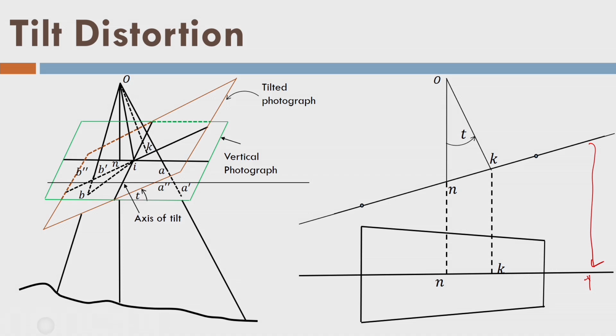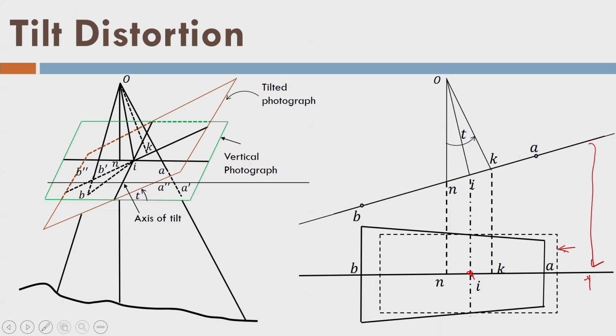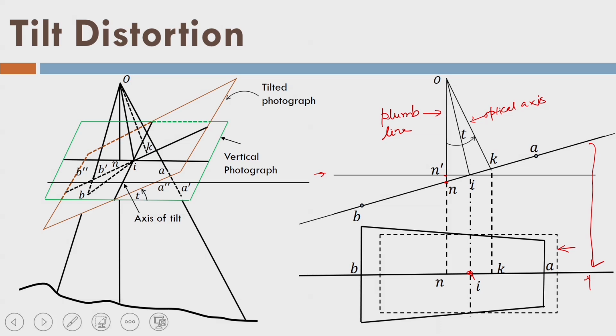There are 2 points A and B on the tilted image. They are appearing at the extreme of the image. This is the isocenter I here, this point. If I draw the vertical photograph, which should be the correct one, so this is a vertical photograph. It is the plane of the vertical photograph indicated by this line. This is the optical axis here and this is the plumb line from the exposure station. So, the plumb line is intersecting the vertical photograph at N dash, but it is intersecting at N for the tilted photograph as you can see here.